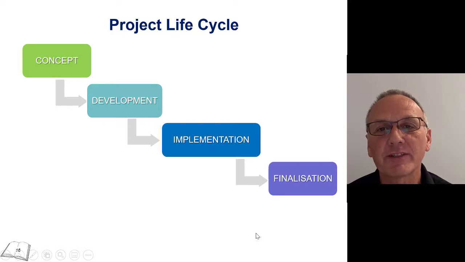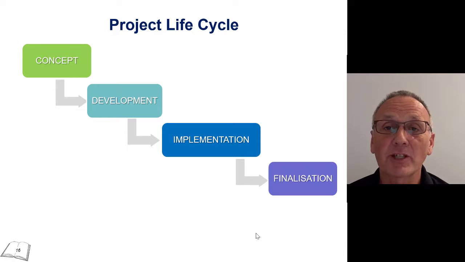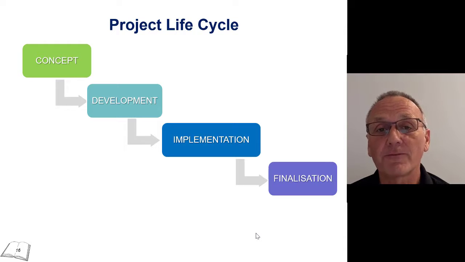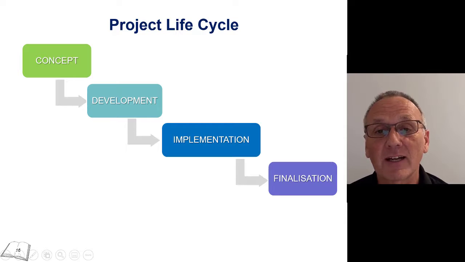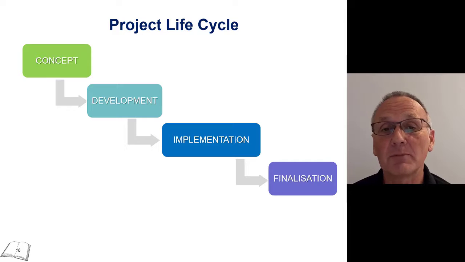Okay, let's now move into the project lifecycle. So the generic project management lifecycle consists of four main phases or stages. They are the concept phase or project initiation, the development phase or detailed planning, the implementation or execution phase, and then project closure or finalization. So they're common terms that may be used.